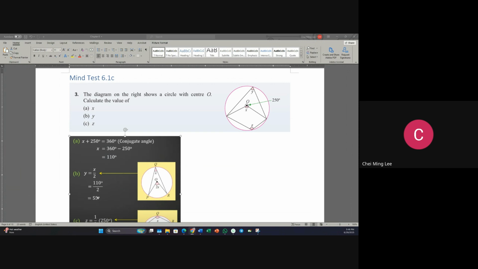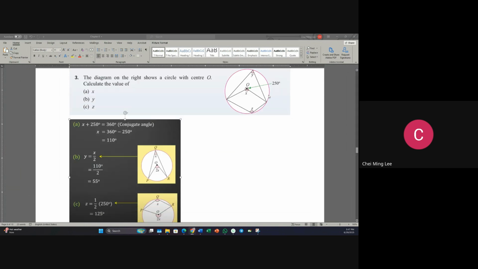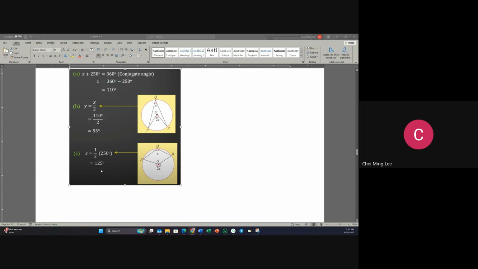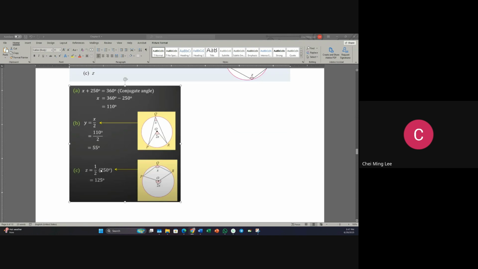Then it's the same thing. Then for z, z is actually 250 divided by 2. Because z is using this major arc here. Correct? So the major arc angle for outside this one as well. So it's 250 divided by 2, so you get 125, by using this theory.